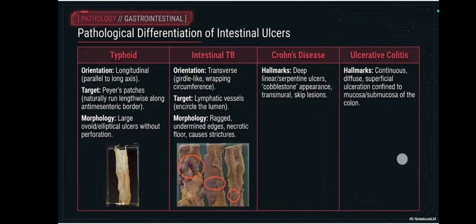Morphological features of intestinal tuberculosis. The TB ulcers often have ragged, undermined edges and a thickened floor. Healing is by fibrosis, which can lead to intestinal strictures.